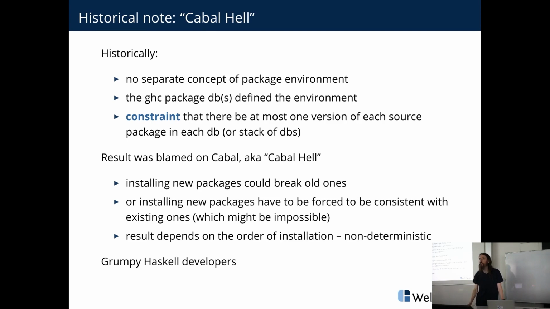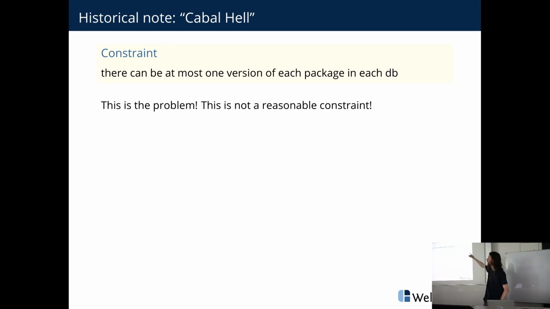Cabal hell was one of the motivations for Stack, yes. And their approach to this problem was to say, there shall be only one version of everything ever. And that will solve the problem. Whereas we took a different approach, which was to say that, okay, there's this constraint. There can be at most one version of each package in each database. Stack went with that constraint and said, let's extend that to the source level and say there's only one version of anything ever.